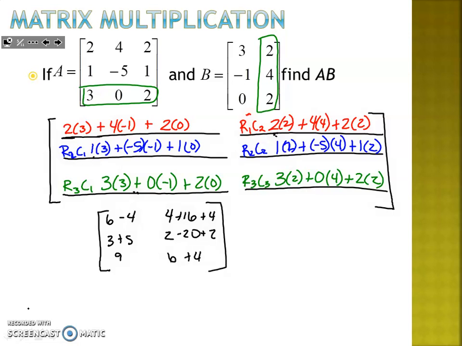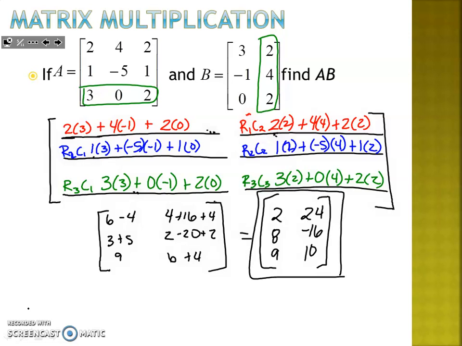So once you get this step down, and it's all about what position it is in this product matrix, then I just multiply, and after I multiply, I just add. So 6 minus 4 is 2. 3 plus 5 is 8. We already had just a 9. 4 and 16 is 20, and another 4 is 24. 2 minus 20 would be negative 18, plus 2 gives me negative 16, and 6 and 4 gives me 10. And there's my answer.